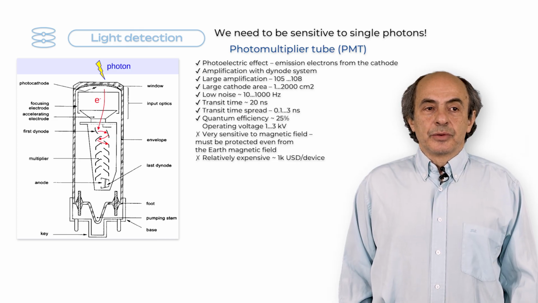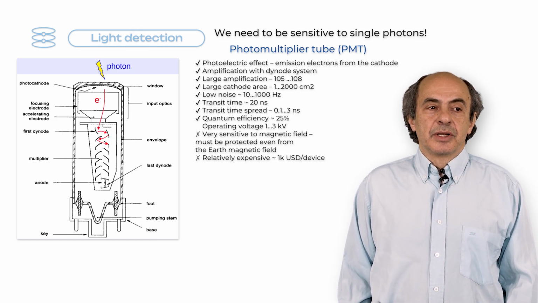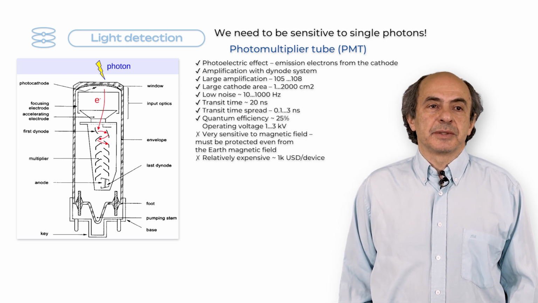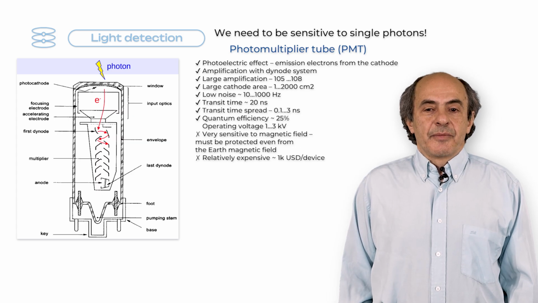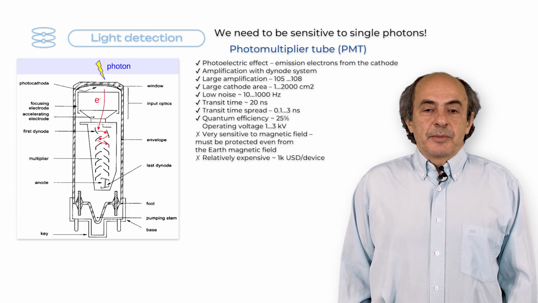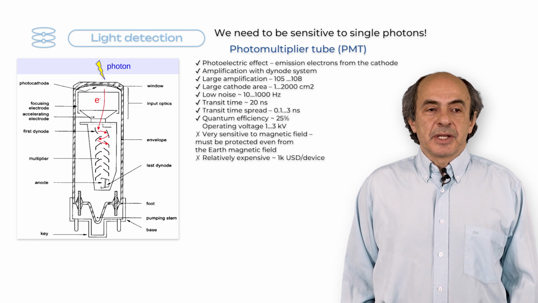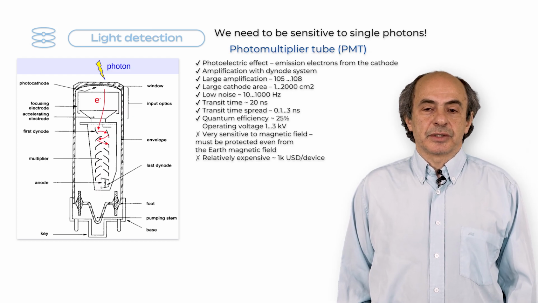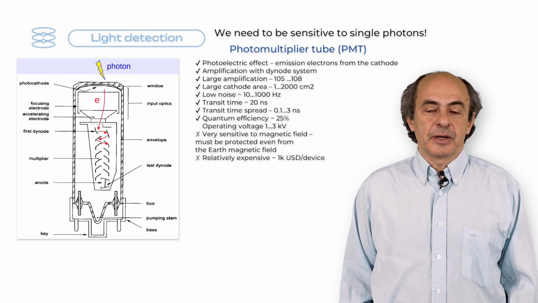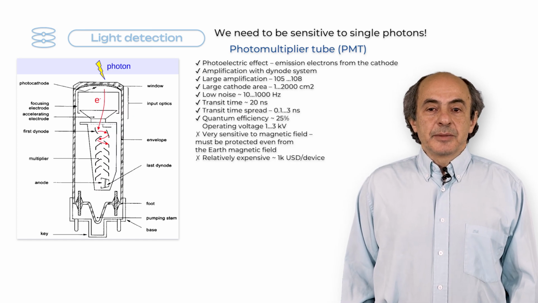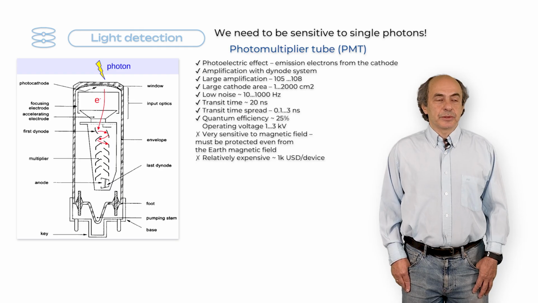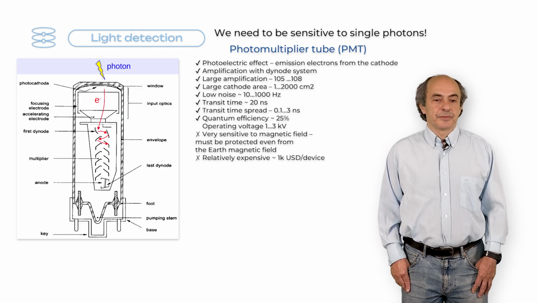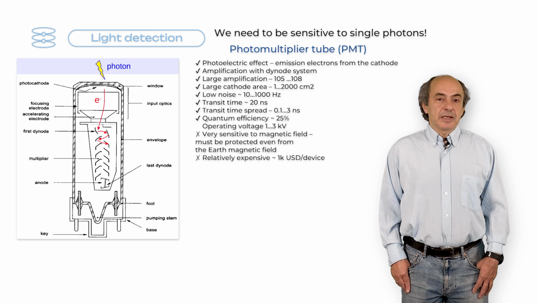This is a low noise device. The approximate thermal noise of photomultiplier tubes is in the range of several tens of hertz, and they are relatively fast. Some drawback is that to operate a photomultiplier tube, we need comparatively high voltage, like 1 to 3 kilovolts. And they are extremely sensitive to magnetic field. Even the magnetic field of the Earth should be screened for correct operation of a photomultiplier tube. And they are comparatively expensive because it's very precise mechanics.